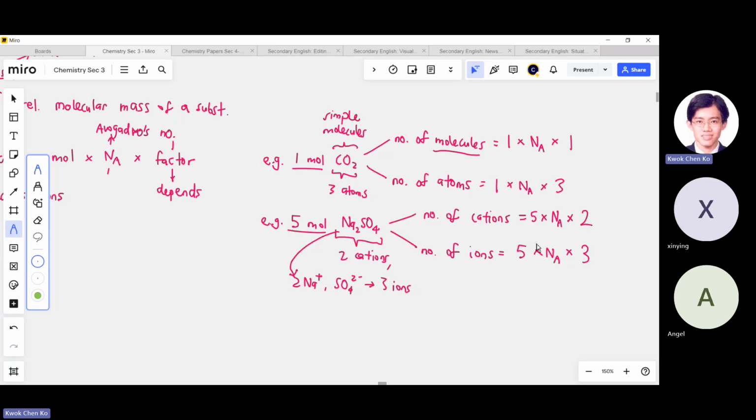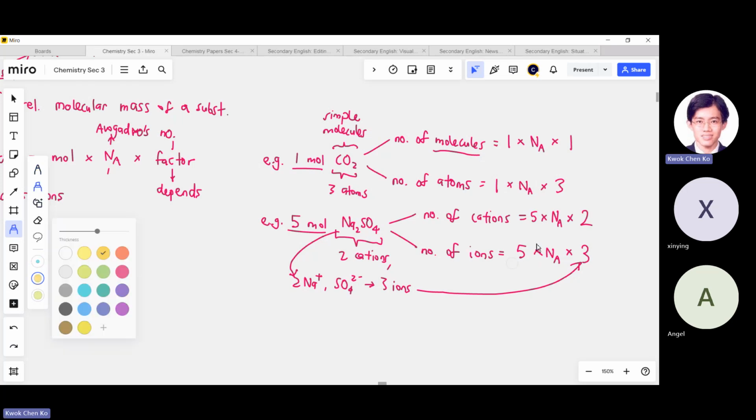Okay, Richard. All right, 2 sodium, 1 sulfate, total 3 ions in 1 unit. So therefore my factor is 3. So anyway, the point is you've got to check your question. What are they asking for? Just now I asked for cations, but now I'm asking for ions, and that will decide the factor that you are using.